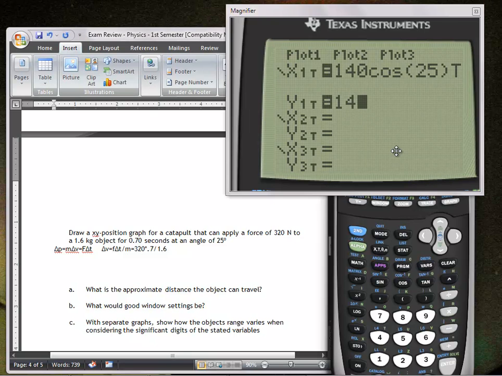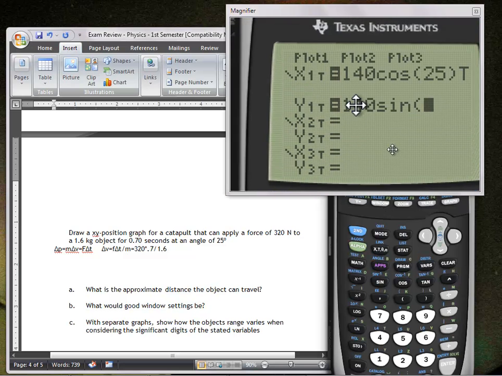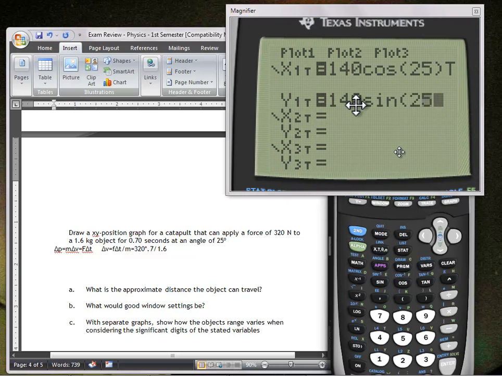And then 140 times the sine of 25, times t. That's for the initial velocity term. And then you've got plus 0.5 times negative 9.8 because of gravity, times t squared. Or t times t can work too.